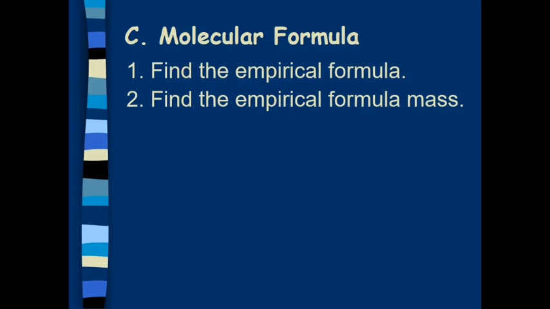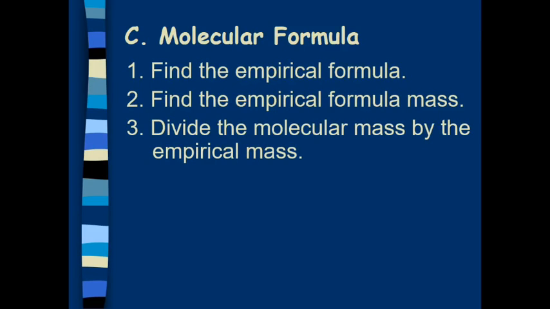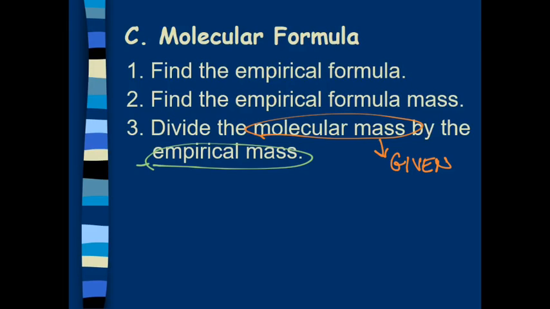Step 2, you're going to find the empirical formula mass. This will involve setting up another grid to find empirical formula mass. Step 3, divide your molecular mass by the empirical mass. The molecular mass is always given to you in the problem. So the molecular mass will be given, and the empirical mass is what was calculated in step 2. So you're going to divide those two, and we have an equation.